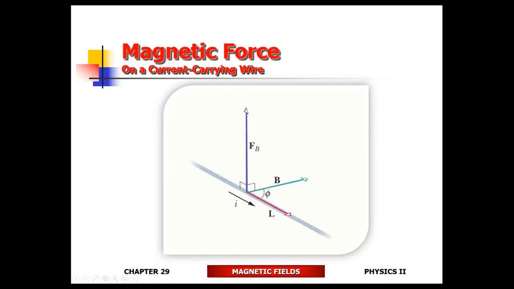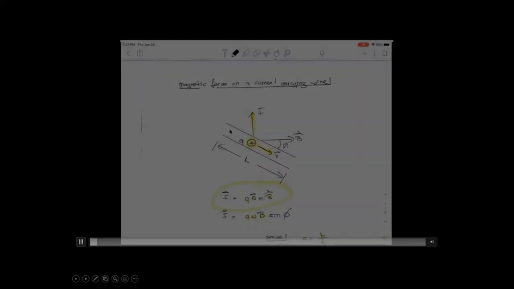All right, the current means a bunch of charges moving in the same direction. So the clump of charges moving in the same direction, the same thing is going to happen to the clump of charges in essence. The clump of charges moving in the same direction inside the wire is going to experience a magnetic force in the opposite direction.